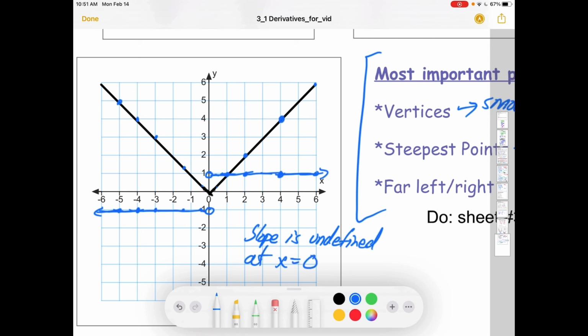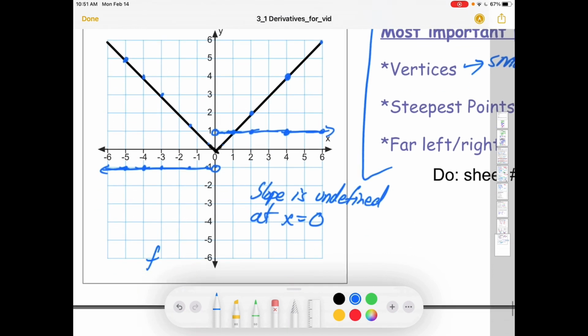So if you end up with piecewise chunks or places where you have sharp points, then you're going to have open dots in your derivative because the derivative is not defined there. What does that mean algebraically? Well, we may take a look at that a little bit later. But you could just say that f prime is going to be 1 where x is greater than 0, and negative 1 where x is less than 0, and undefined at x equals 0.